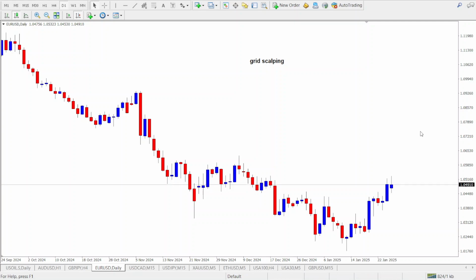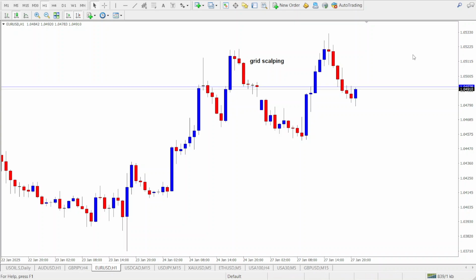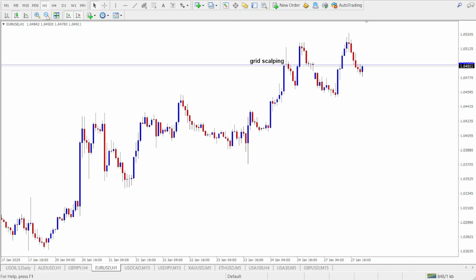But one critical factor in grid scalping is risk management. Risk management is very important. Without it, this strategy can backfire quickly. Remember, the strategy is all about setting orders at different levels.